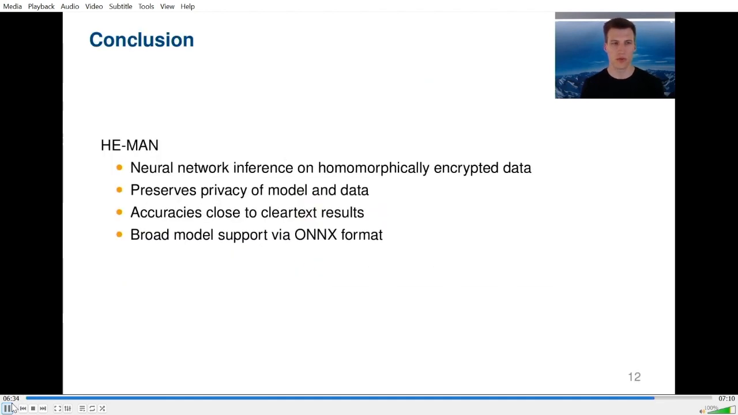So to conclude, we introduced He-Man, a neural network inference tool on homomorphically encrypted data that preserves the privacy of the data and the model. We achieve accuracies close to the plaintext values and support a broad range of models via the ONNX format. Future work targets the full ONNX operator set implementation to support even more neural networks.